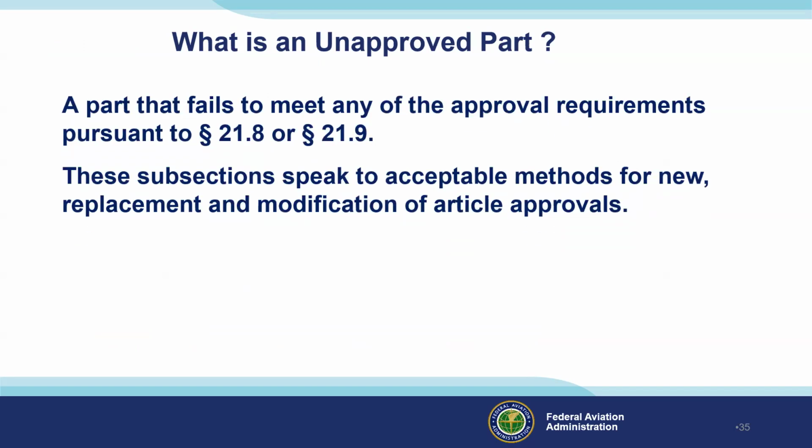So what is an unapproved part? Any part that fails to meet any of the approval requirements pursuant to 21.8 or 21.9 is an unapproved part. So basically, if it doesn't meet the criteria that we've looked at, it's an unapproved part.